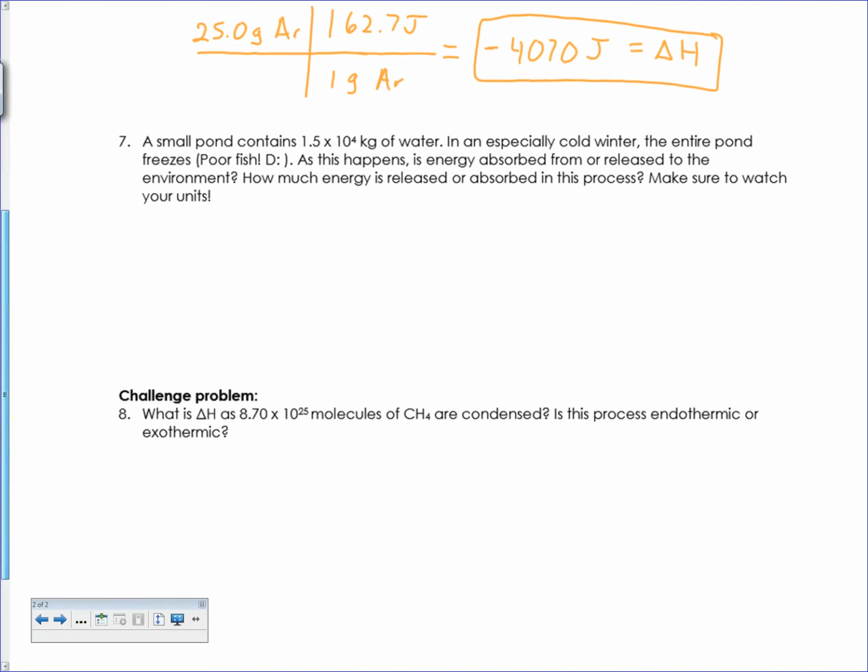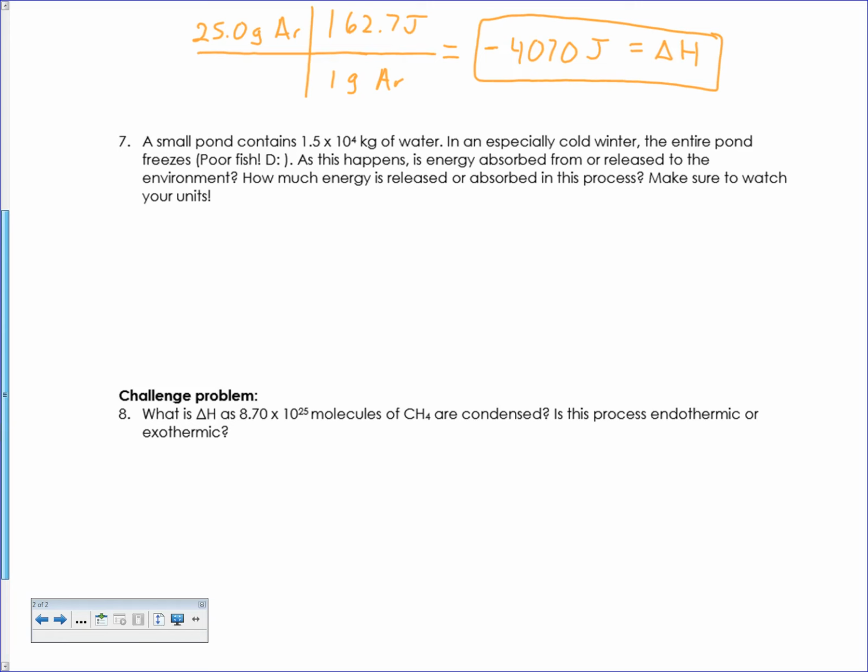Number 7 says a small pond contains 1.5 times 10 to the 4th kilograms of water, and in an especially cold winter, the entire pond freezes. Oh, poor fish. And then it says, as this happens, is energy absorbed from or released to the environment? How much energy is released or absorbed in the process? Make sure to watch your units.